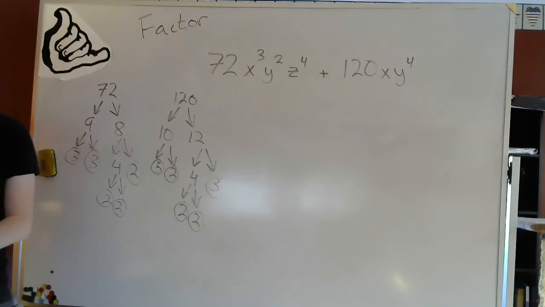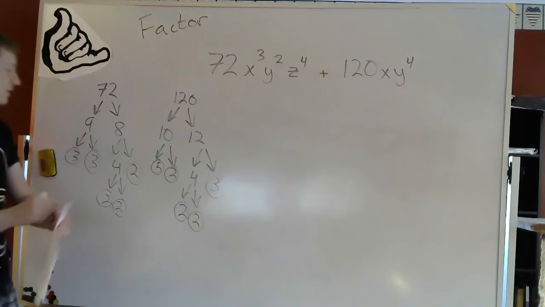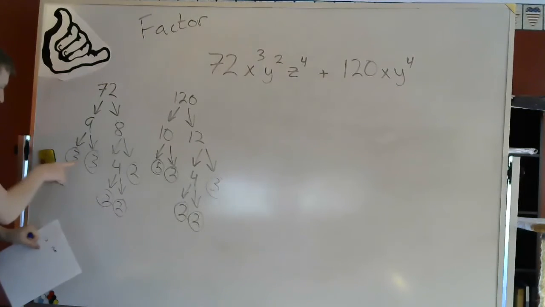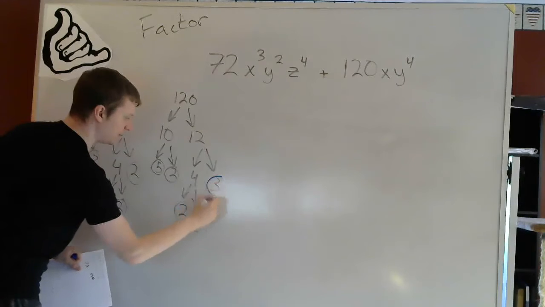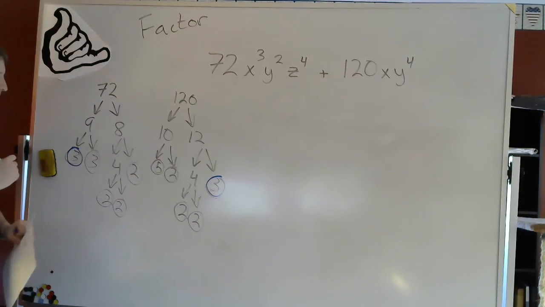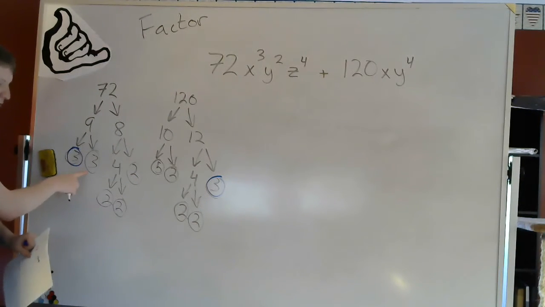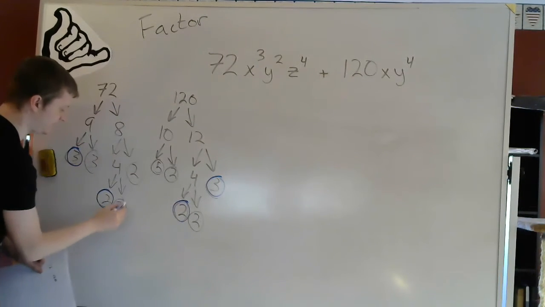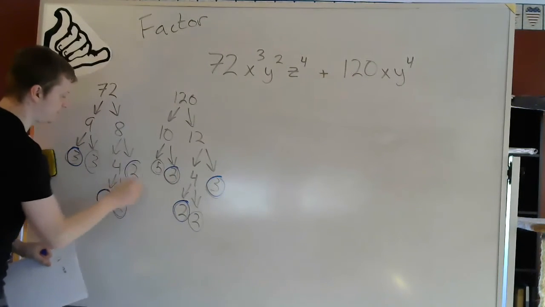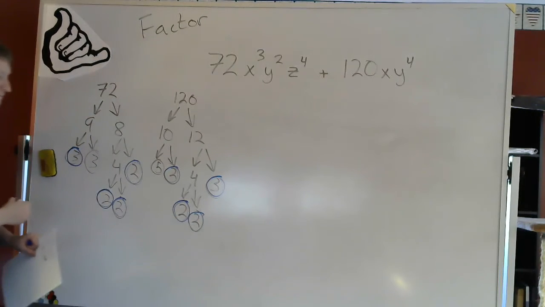So what things do we have in common between the 72 and the 120? Well, I see I've got one 3 over here. I've got one 3 over here. So we've got that one. I don't have any other 3s to pair up here, though. How about the 2? Yeah, I've got this 2 can pair up. This 2 can pair up. This 2 can pair up.